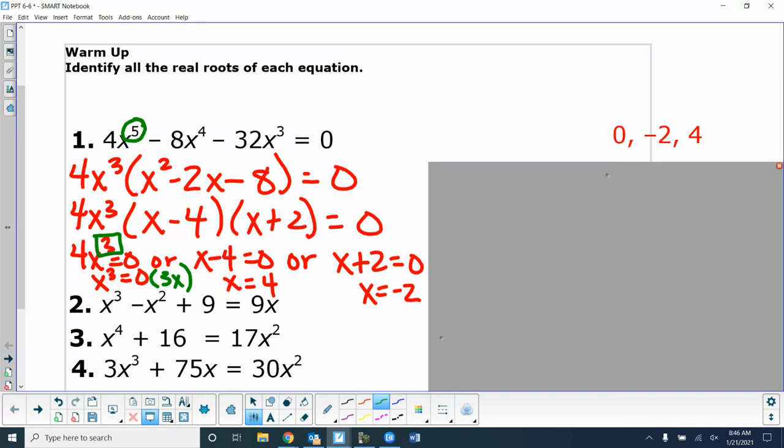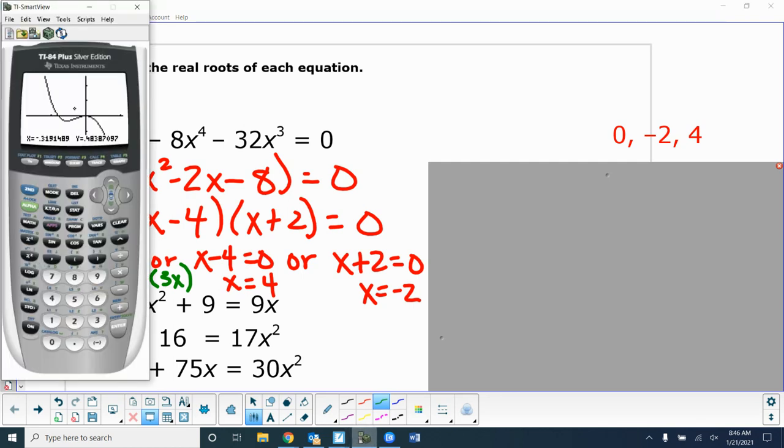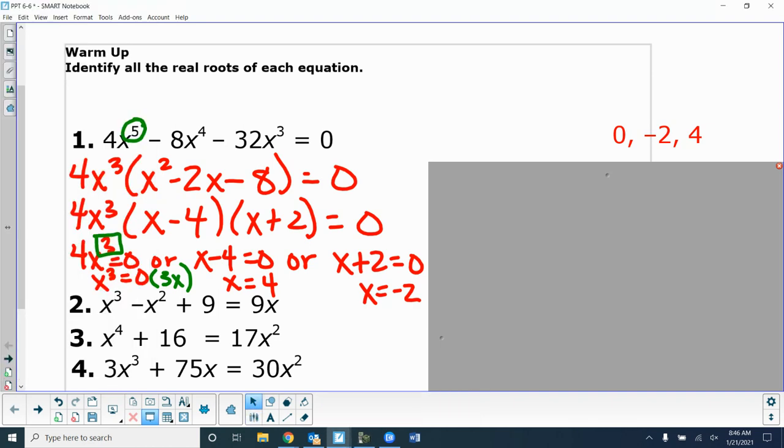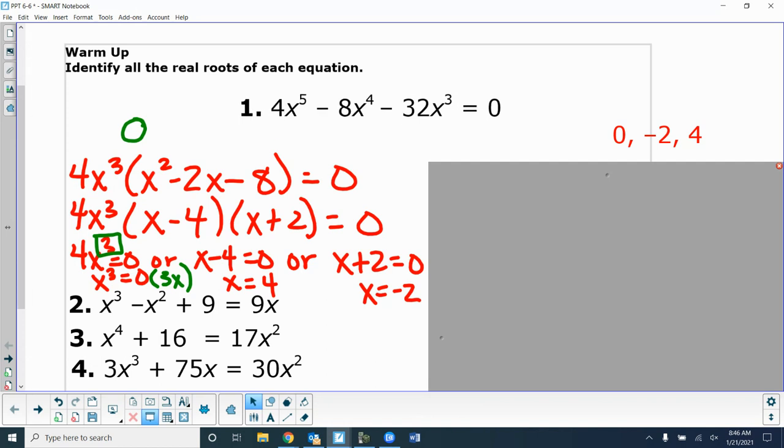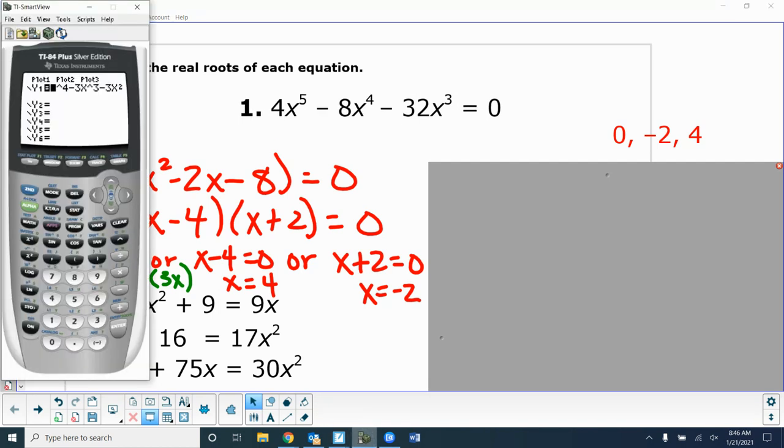Okay? Now, you don't have to factor it. You can use your calculator. All right? So just go with me here. If you haven't put it in yet, put it in, just for practice. Move that over so I can see it. All right, so I'm just going to clear that all out. So 4x caret 5 minus 8x caret 4 minus 32x caret 3.